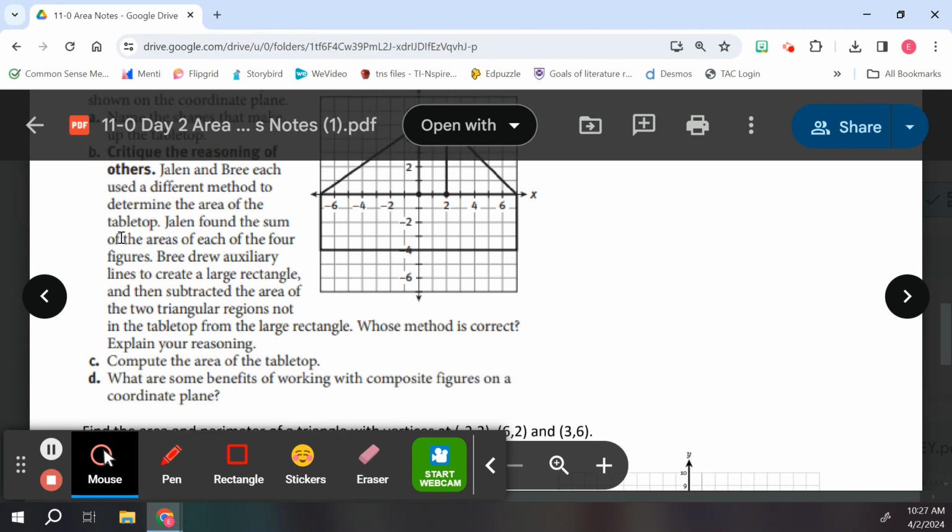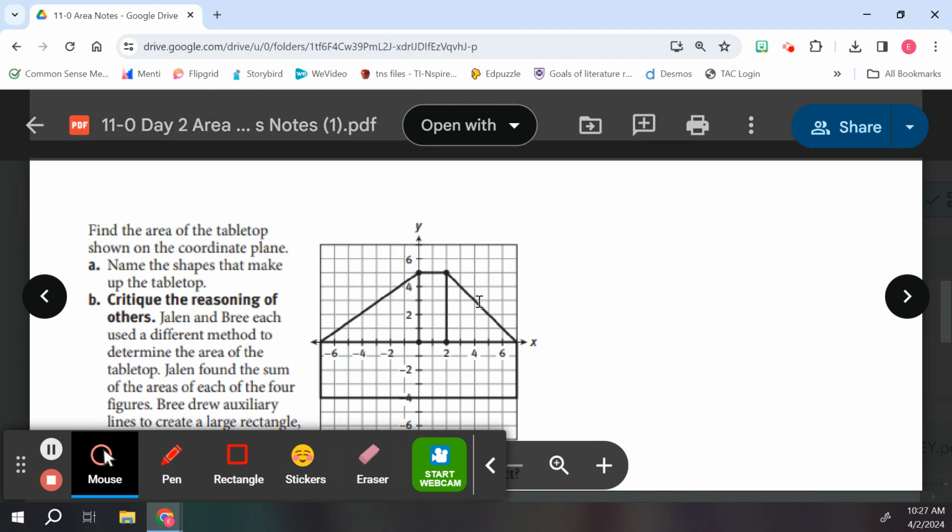Jalen found the sum of the areas of each of the four figures. Bree drew auxiliary lines to create a larger rectangle, and then subtracted the area of the two triangular regions not in the tabletop from the large rectangle. Whose method is correct? Compute the area of the tabletop. What are some benefits of working with composite figures on a coordinate plane?